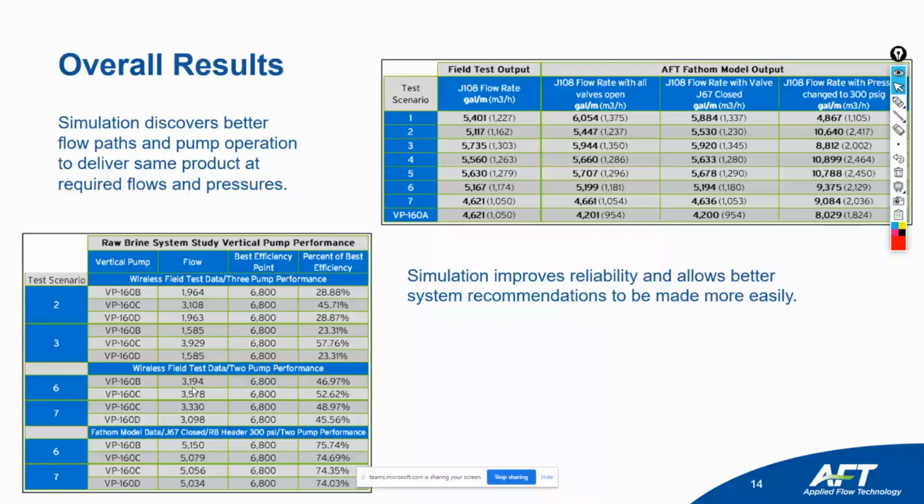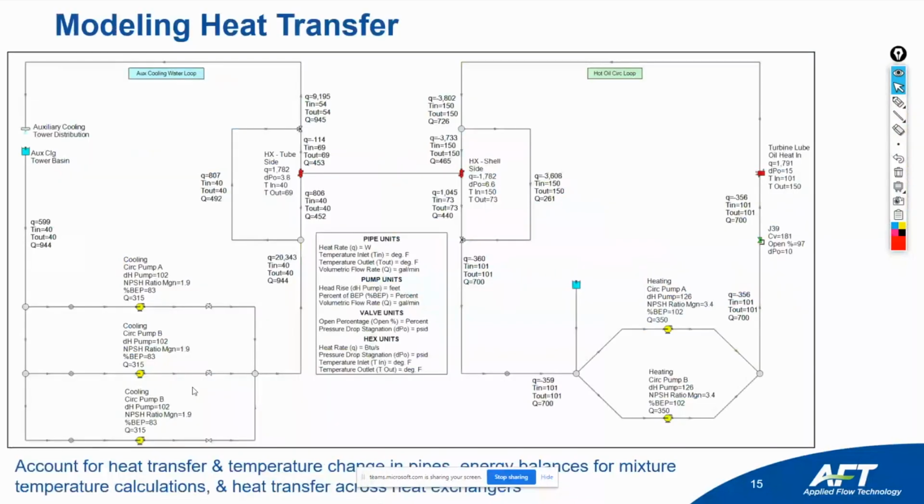So now a quick shift from focusing on the hydraulics to also paying attention to the heat transfer in the system as well. And the thermal analysis is really important to account for how the temperature changes throughout the system. And this is just an example of a network where we have a cooling water loop modeled on the left-hand side, and then a hot oil circuit on the right-hand side.